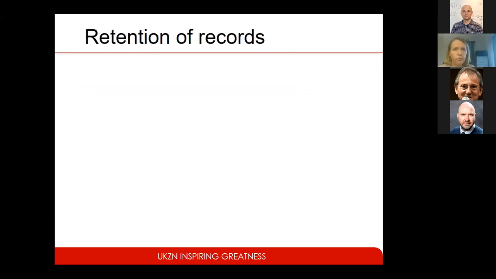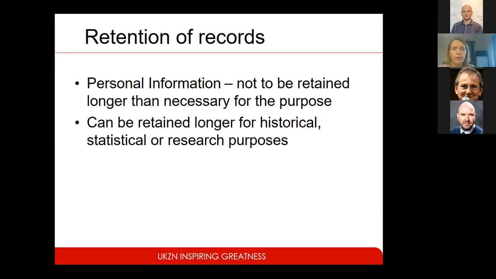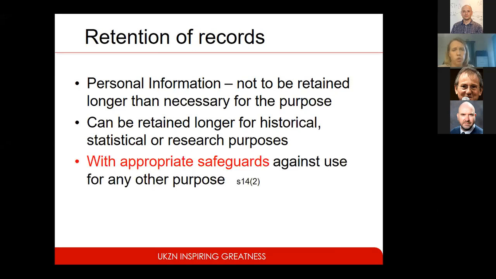So personal information may not be retained longer than is necessary for the purpose. POPIA says it can be retained longer than this for research purposes, but only with appropriate safeguards. So, for example, we may retain research records for 5 years, but there must be safeguards about where the data is housed, who has access to it, and other security measures.